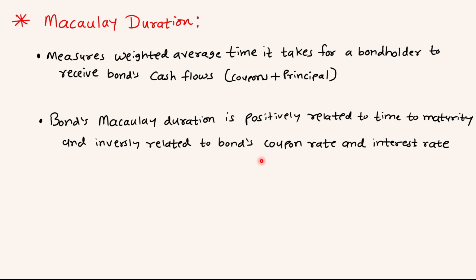If the coupon rates are higher, you're going to have a lower Macaulay duration, and also if we have a higher interest rate, like yield to maturity, that's the market interest rate. When you have a higher interest rate, you're going to have greater reinvestment income, which reduces the Macaulay duration. So it's inversely related to the coupon rate and the interest rate.